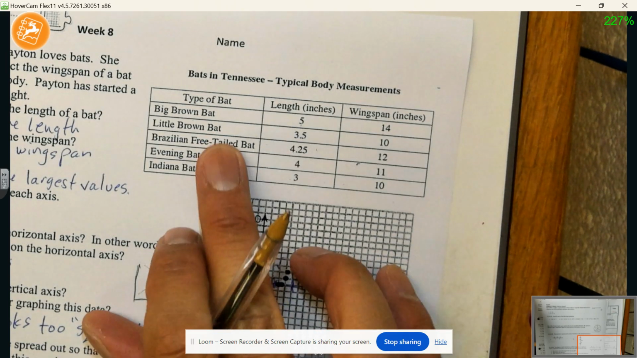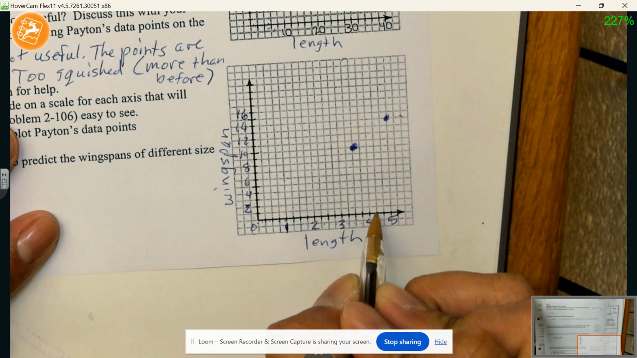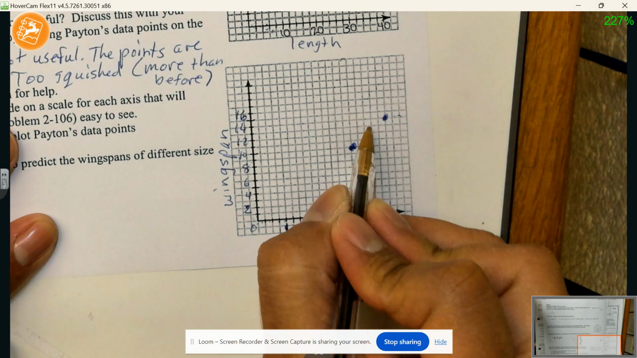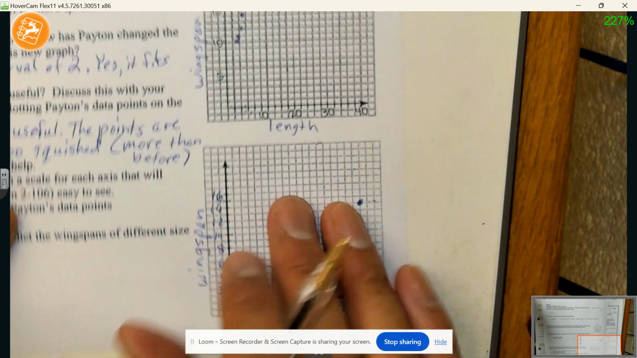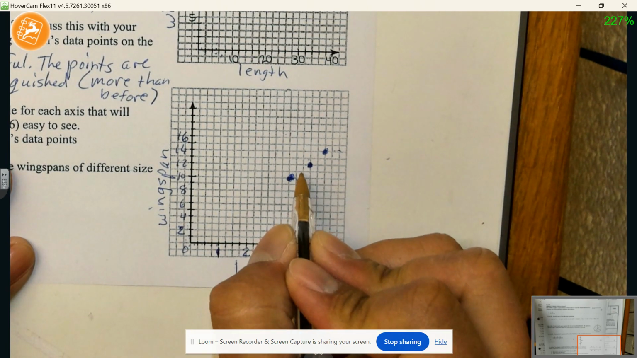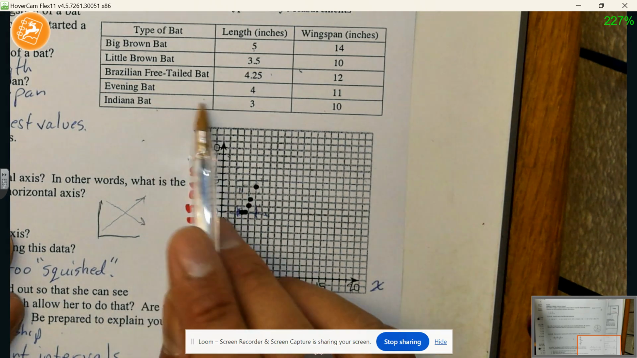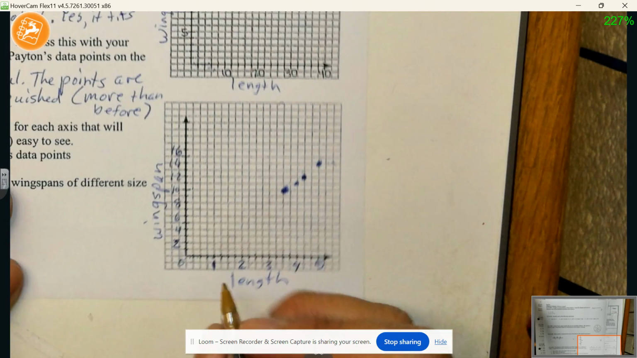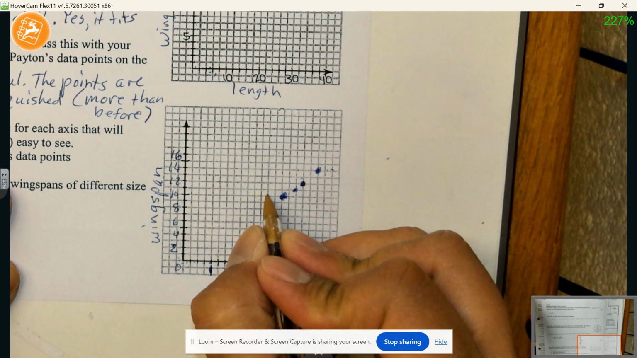The Brazilian, 4.25 and 12. So here's 4.25. Good thing we use quarters. And 12 is right here. Oh, I see a little bit of a trend happening here. 4, 11 is the evening bat. 4, 11. That's right here. And then we have the Indiana bat, which is a length of 3 and a height of 10. Okay.